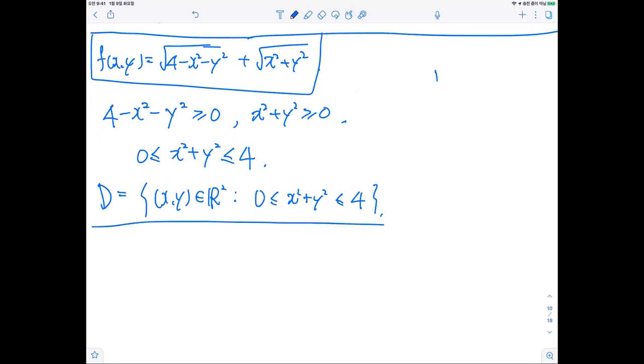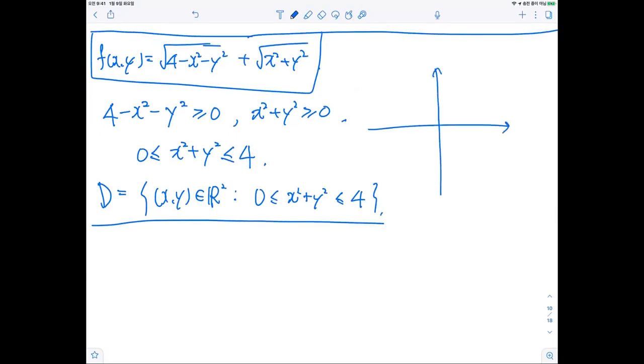If we express this domain on the xy plane, it is of course the disk with radius 2. And this disk contains the boundary because x squared plus y squared can be 4.